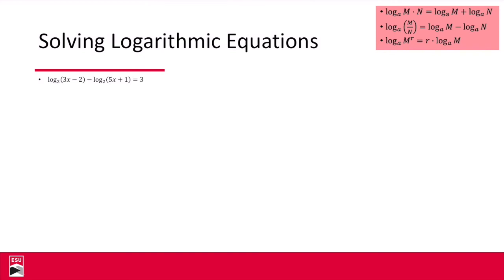So just like when we were working through our exponentials, we got to an example with 2 exponentials. Let's consider an example with 2 logarithms. So we have log base 2 of 3x minus 2 minus log base 2 of 5x plus 1 is equal to 3.